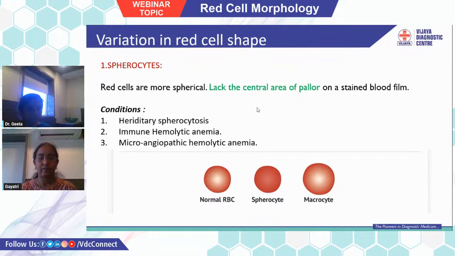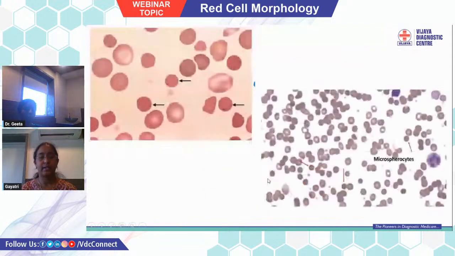This is a picture showing how we have to differentiate between the normal RBC, the spherocyte, and the macrocyte. Both the normal cells and macrocytes have central pallor, whereas the spherocytes are a bit darker compared to the surrounding cells. This is a picture where we can see spherocytes. The black arrow indicates these are more spherical in shape and darker compared to the surrounding cells.